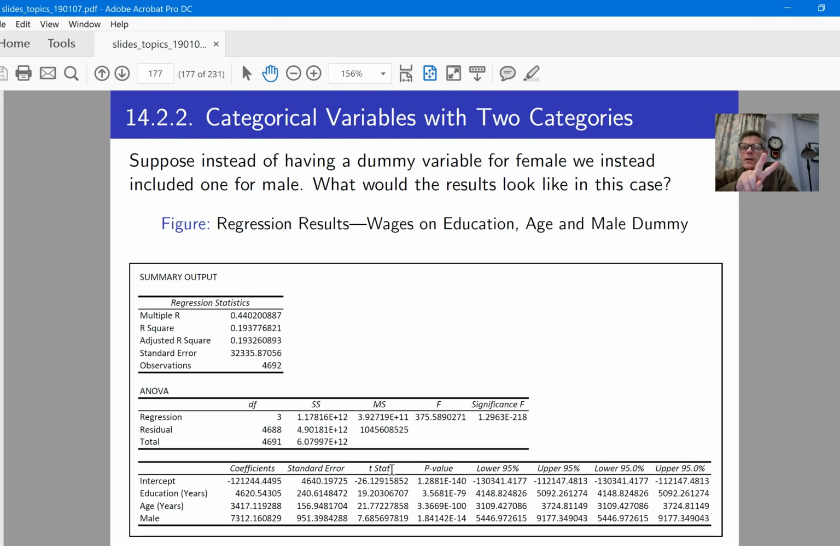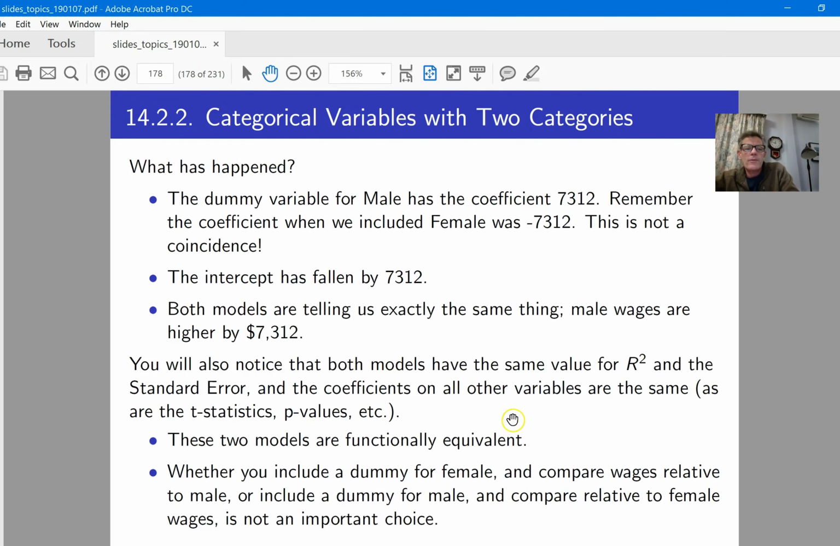Okay, so two categories, easy to do. Just put in some zeros and ones in a column, add them in, and then your interpretation is as we've just been talking about. Male wages on average are higher by 7,312 for two people with the same level of education, and so on.